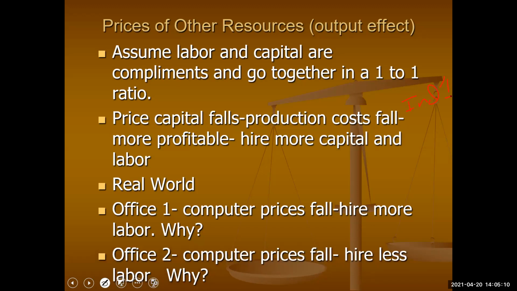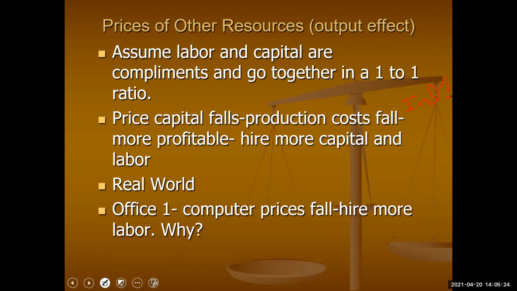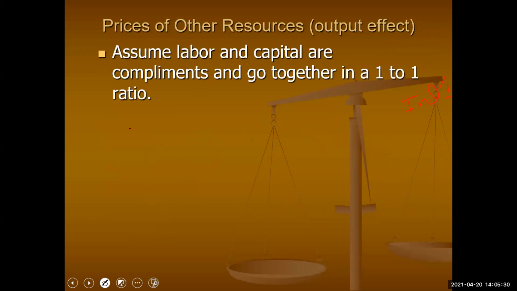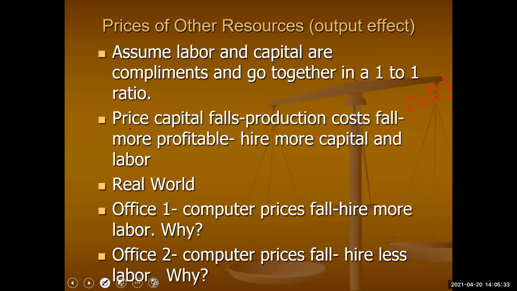But it goes to explain why computer prices fall, and one company will hire more labor. Why? Because it's more profitable to produce and they can produce more. And in the second, the computer prices fall, but they hire fewer workers. Why? Because of the difference between the substitution effect and the output effect. In this case, they're substituting computers for labor, and the substitution effect is ruling. Here, the output effect is ruling. Questions?